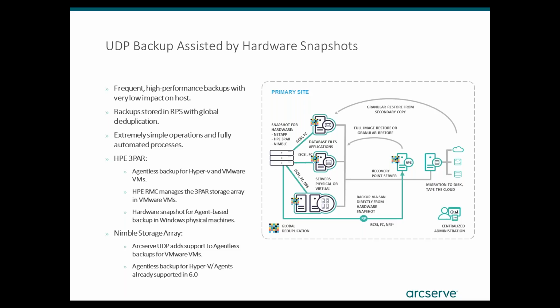Just as I mentioned, you can do frequent, high-performance backups in a very low-impact fashion for Windows servers and virtual environments, for VMware as well as Hyper-V. The backups are stored on an RPS server, which again gives you the ability to do global as well as source-side deduplication in a very efficient manner. Consistent application backup, so you're getting those granular recovery capabilities. Extremely simple operations from the user interface, and how the agent and the hardware snapshots will work on VMware.